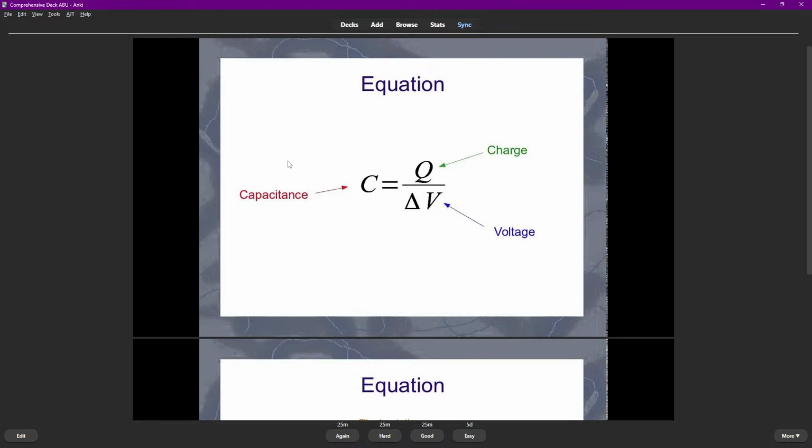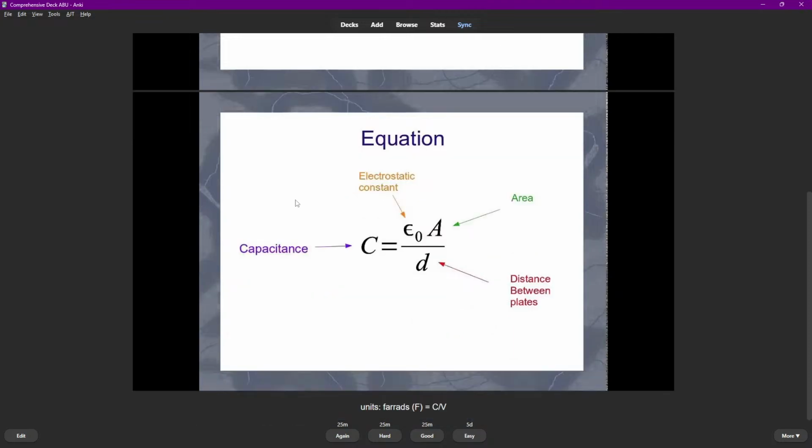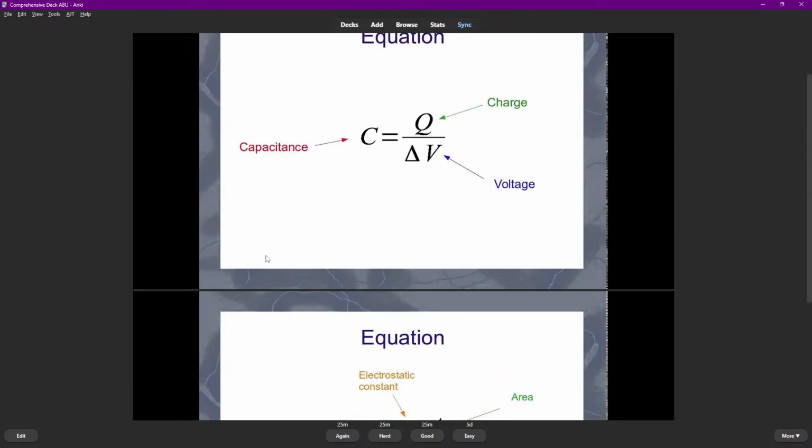Because a farad is coulombs per volt. Okay. Yep. Farads is a coulomb per volt. So I need to review this. Capacitance is equal to Q divided by V because farad. And then capacitance is equal to E naught times area over distance. Which I knew that one because I always use that one in my physics class. We rarely use the Q divided by delta V though, sadly.